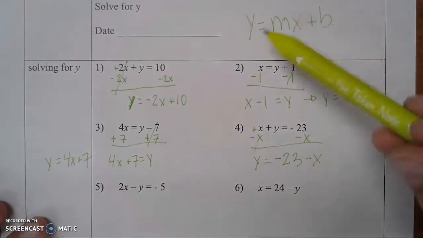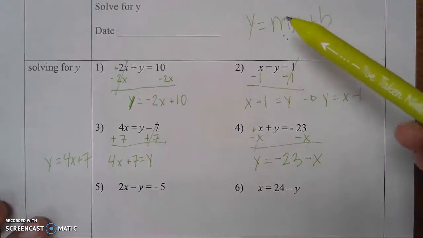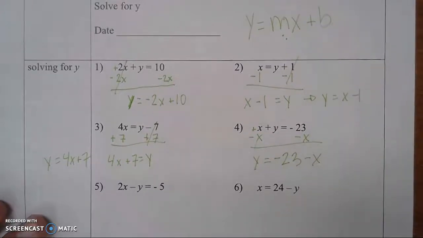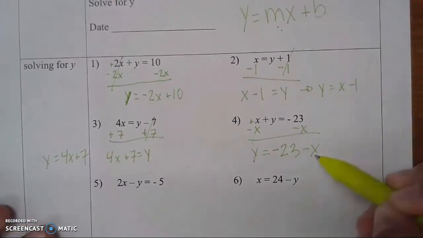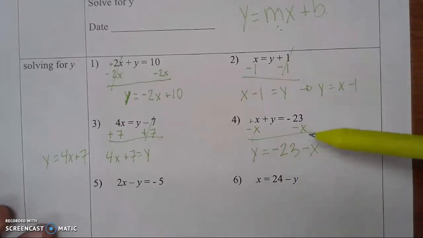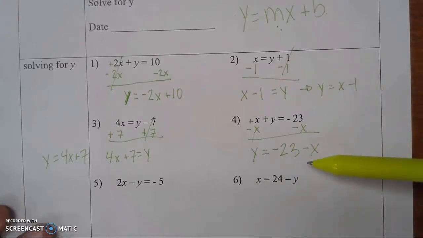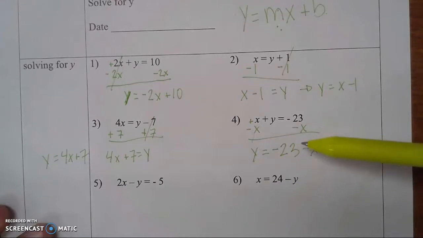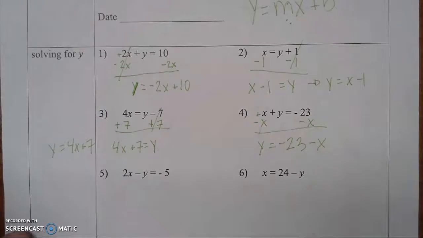In slope-intercept form, we always have the slope first and then the y-intercept second. So again, if you wanted to flip-flop these, you're more than welcome to. Just make sure you keep the minus sign with the x, or in other words, a negative with the x, and then keep that 23 negative as well.